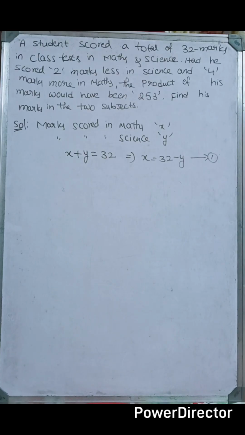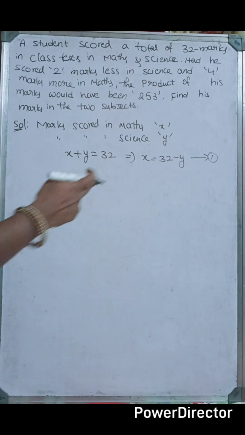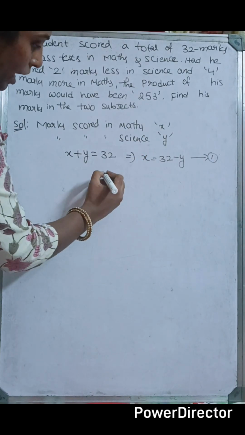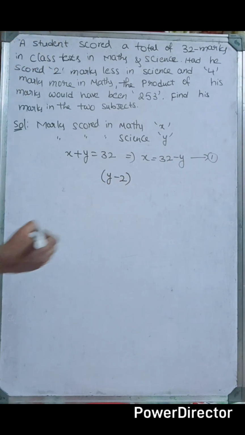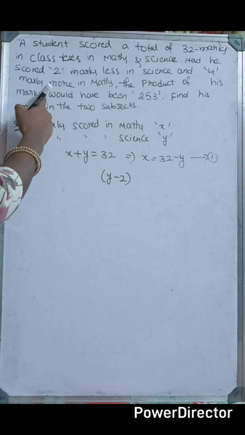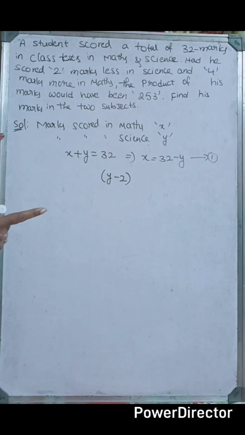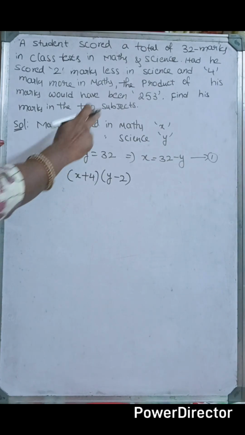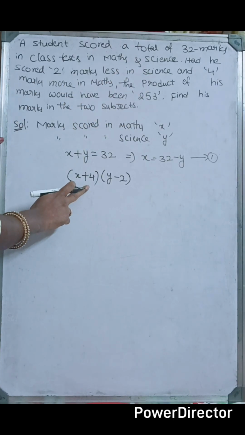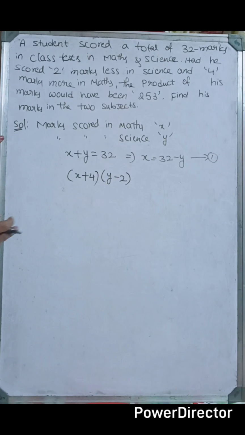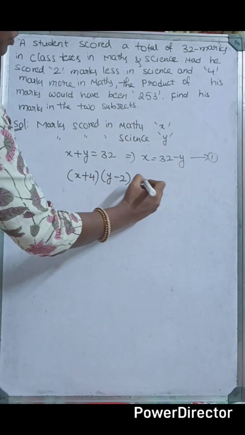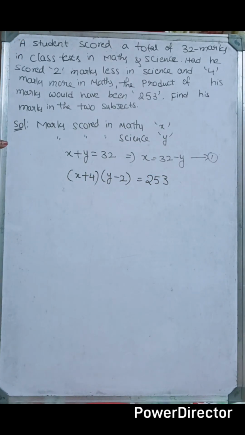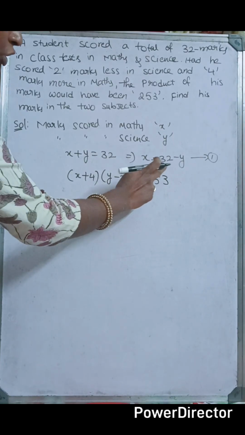Now, next one. Had he scored 2 marks less in science? What is the science we have assumed? Y. So 2 marks less is Y minus 2. And 4 marks more in maths. Maths we have assumed X, so it is X plus 4. The product of his marks means X plus 4 into Y minus 2 is equal to 253 here. Correct?